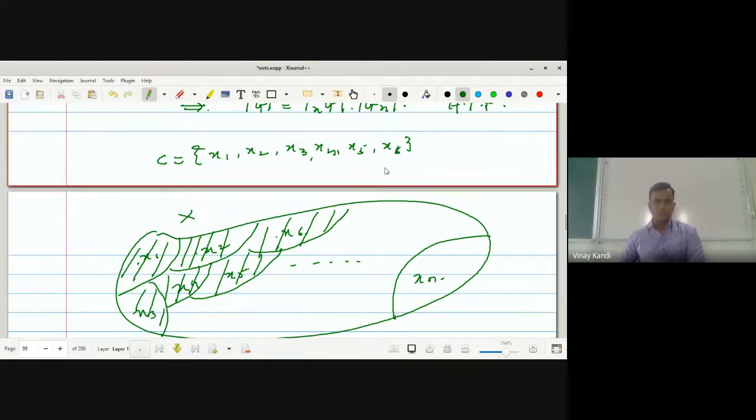So what is C? C is a subset of X. Is it a subset of X? Yes, it is the subset of X. C is the subset of X containing exactly one element. Suppose this is my x7, and it has two elements, x7 and x7'. Will it come in the subset C? No, not x7, because here there are two elements. This was given just for understanding.